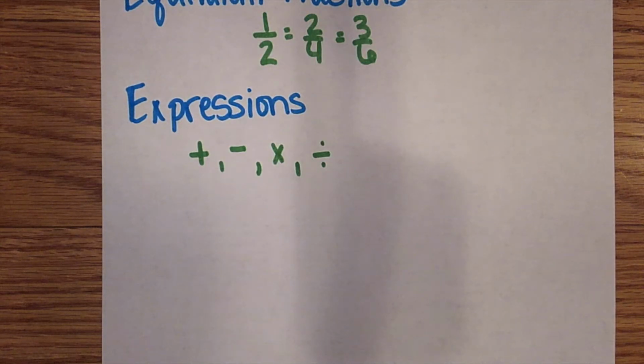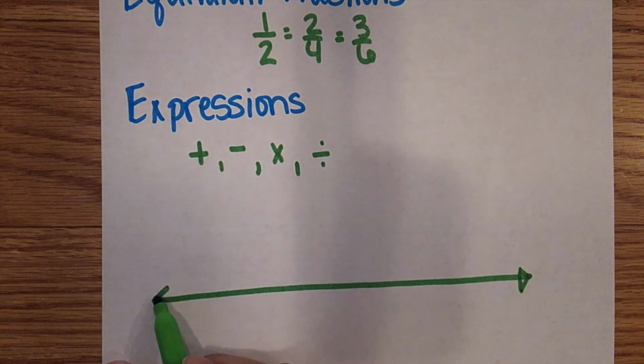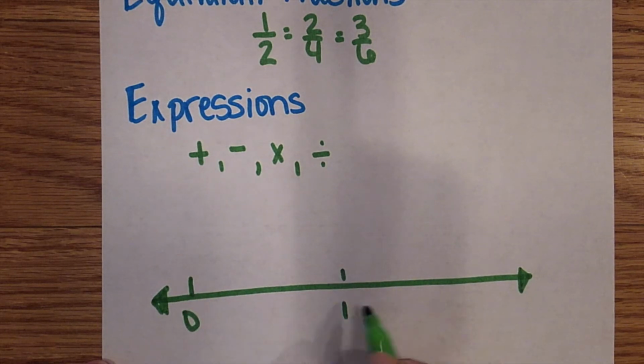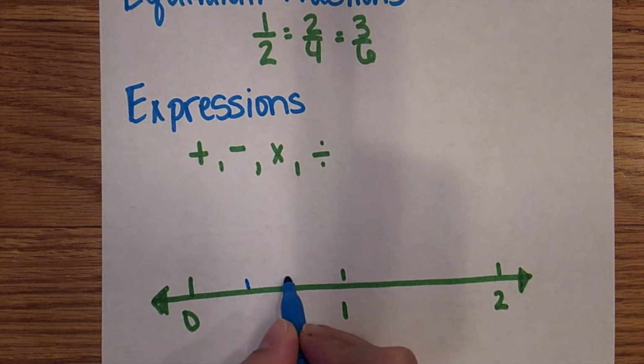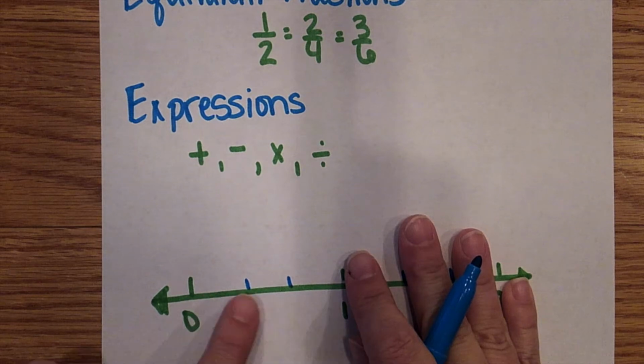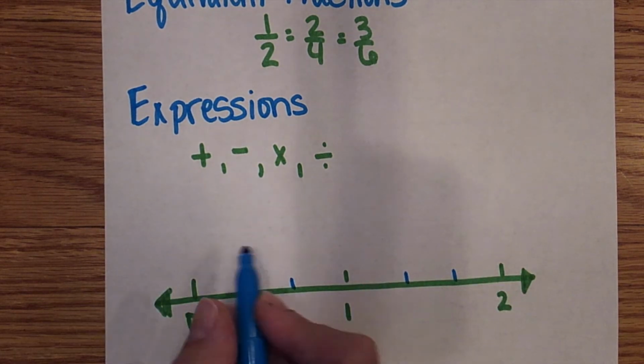We are going to use a model during these lessons, and we're going to use a number line. So if you find yourself needing to draw this out, you can draw out a number line. So if we have 0 here, 1, and 2, everything in between those numbers are going to be fractions. So I can break this into thirds. So between 0 and 1 is 1, 2, 3 pieces. Between 1 and 2, 1, 2, 3 pieces. And each one of these would be thirds.